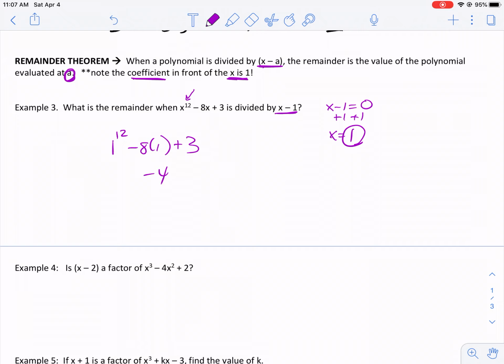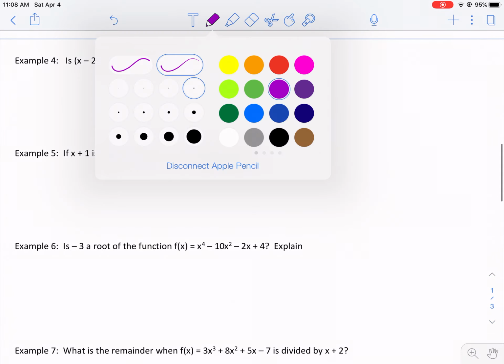Well, I'm coming up with a negative 4. So the fact that we get a remainder of negative 4 means that x minus 1 does not divide in there evenly. X minus 1 is not a factor. They didn't ask for that. I'm throwing that in there because they could ask it. The remainder itself was negative 4.